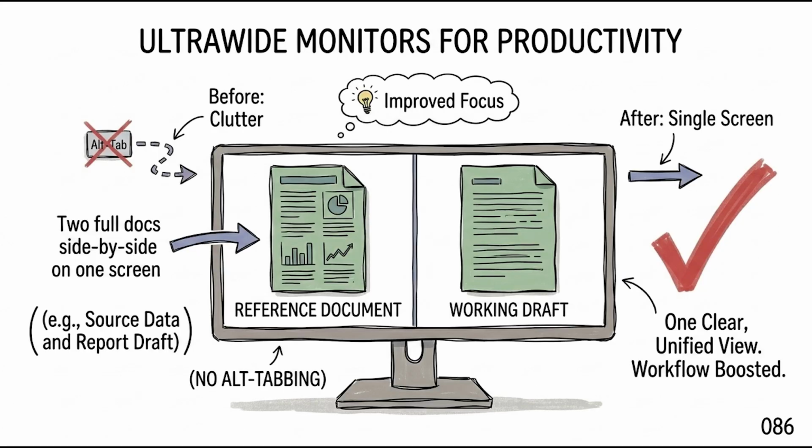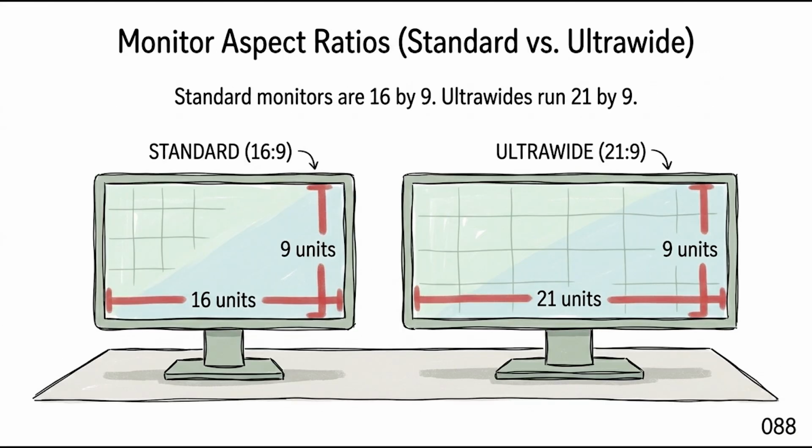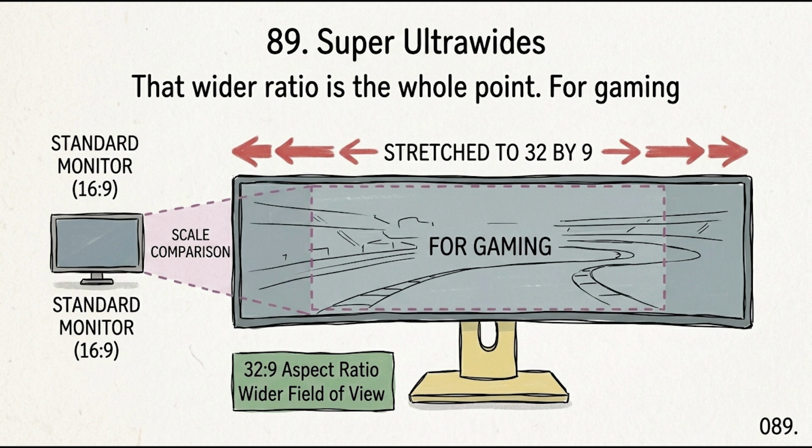For productivity, ultrawides are game changers. 2 full documents side by side. No alt-tabbing. Coders love them. Video editors love them. Anyone who's ever wrestled with window management loves them. The key spec is aspect ratio. Standard monitors are 16 by 9. Ultrawides run 21 by 9. That wider ratio is the whole point.